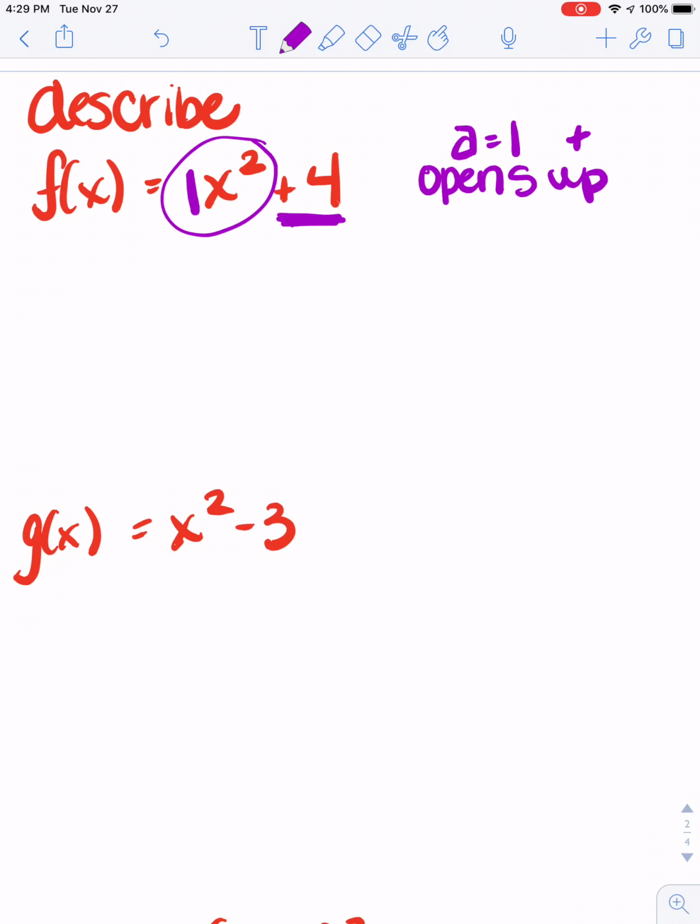Now this plus 4 on the end, because it's on the end, that means like the stuff we were doing yesterday, if it's positive 4, that means that it's a shift on the y-axis. And if it's positive 4, that means he goes up 4.